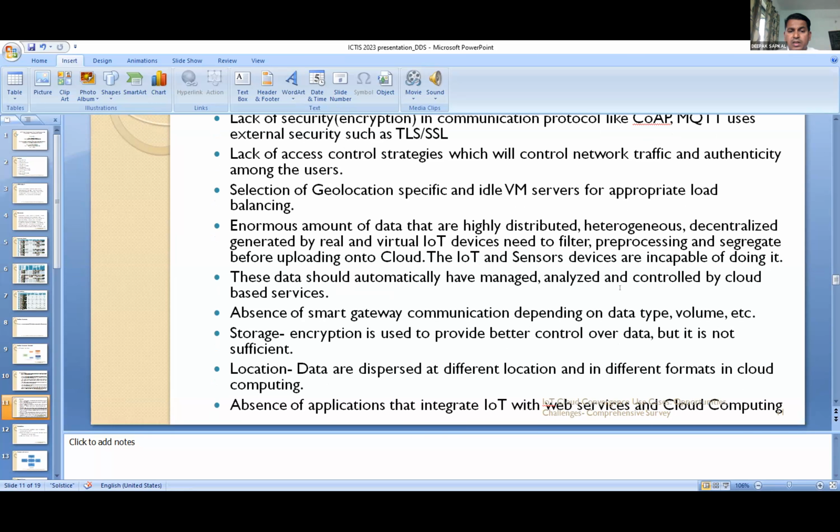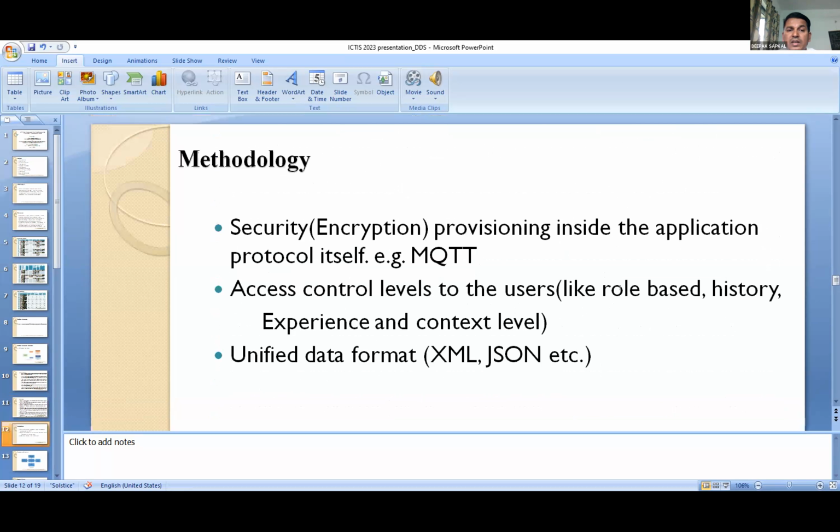Yes, ma'am. Absence of fine. So I'll give some suggestions or some sort of methodology here to avoid such types of problems. One is making the provision in the MQTT itself, so that it will consider the encryption parameters. And the access control, which I already talked about: role based, history based, experience based, context level. And there should be some sort of unified data format, either XML or JSON.